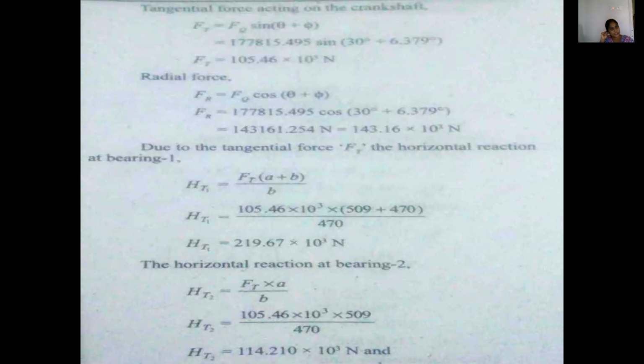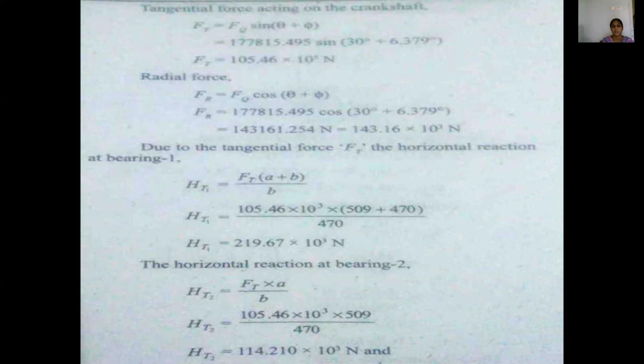Next, you will find out the tangential force applying on the crankshaft. Tangential force is Ft equal to FQ into sin of theta plus phi. Substitute all the values, you will get Ft, the tangential force acting on the crankshaft. Next, you will find out the radial force. Radial force is Fr equal to FQ cos of theta plus phi. Substitute all the values, you will get Fr equal to 143.16 into 10 cube Newton.